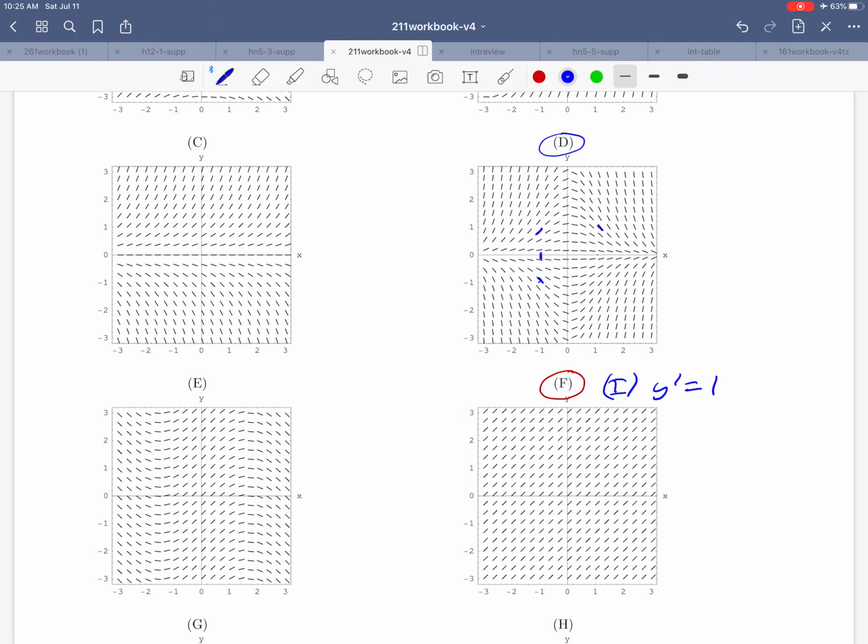And then finally at 1, negative 1, we're down here. You can see from the slope field that we get a positive slope there, and that matches the slope of 1 that we got at the point 1, negative 1. So we checked all 4 of our points and confirmed that slope field D is consistent. That's pretty good evidence that this should be a match for formula 5.